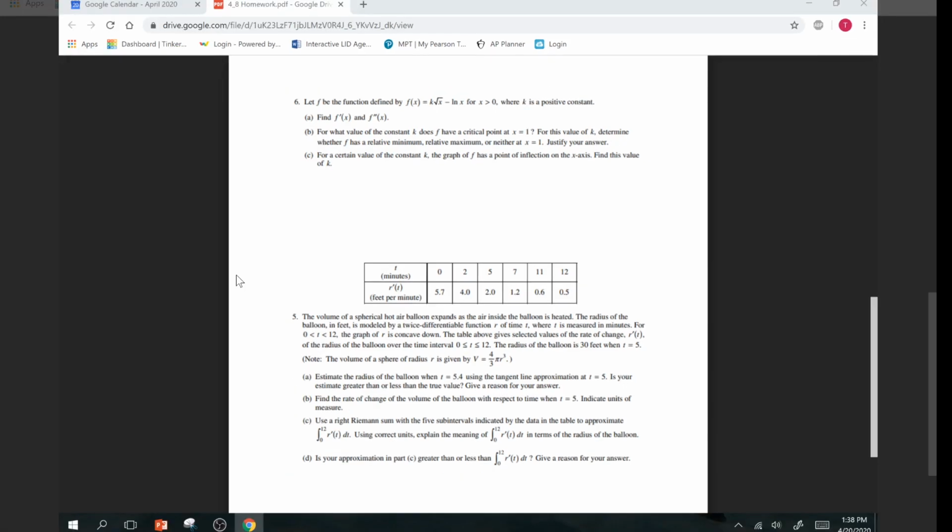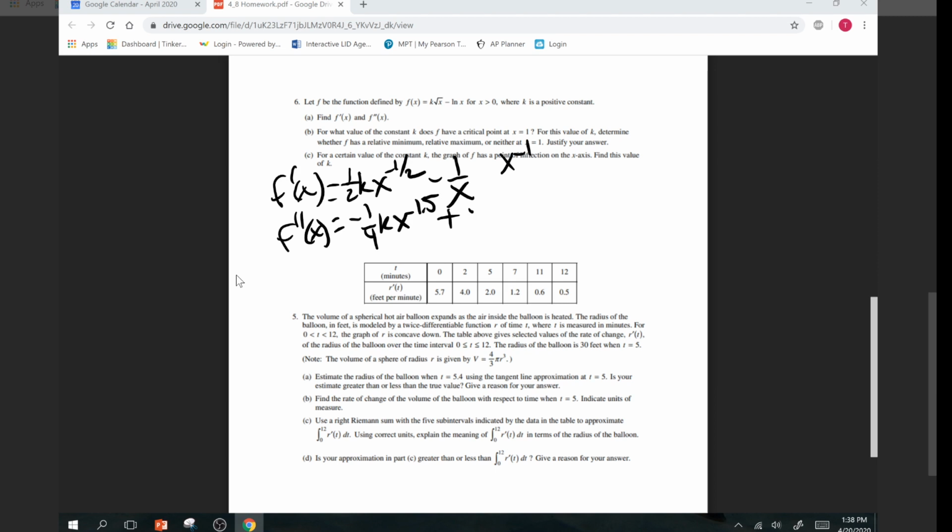Alright, I'm back to this. So let's do the second one. Okay, so the first part in 6 here said just find the derivative and the second derivative. And if we do that, we get 1/2 k x to the negative 1/2 minus 1 over x. That's f prime. And f double prime of x is negative 1/4 k x to the negative 1.5, for bringing down the negative 1/2. And then 1 over x is x to the negative 1. So we're actually going to get a plus x to the negative 2 because the negative 1 comes down and kills the negative. So boom, derivative, second derivative.